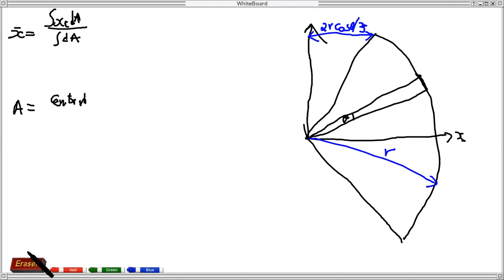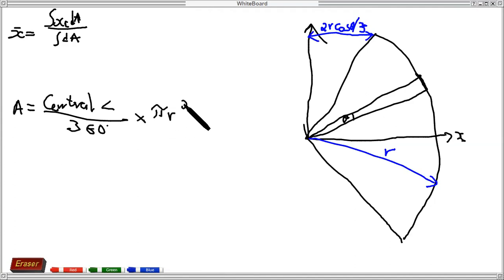I'm not sure if you can see this, this handwriting. Central angle divided by 360 degrees times, now that's circumference, no, pi r squared. Oh, no, in this case it will not be circumference, just the area, because you are working in area and not the circumference or the length of the arc like last time.